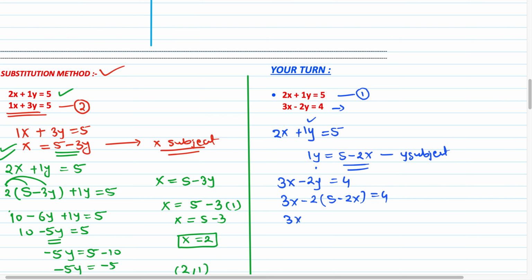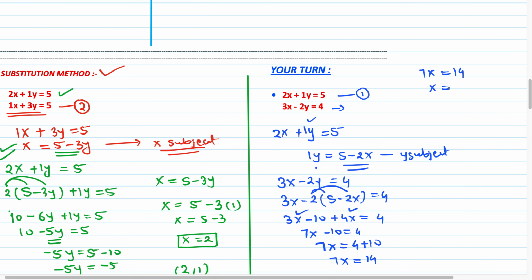So now 3x minus 2 into 5, that is minus 10. Minus 2 into minus 2x, that is plus 4x, is equal to 4, right? So now see, because of this 3x and 4x on the left side, it will become 7x, and minus 10 is equal to 4. 7x is equal to 4 plus 10. 7x is equal to 14. So now 7x is equal to 14 we have got, right? So x will be 14 upon 7. x will be 2.